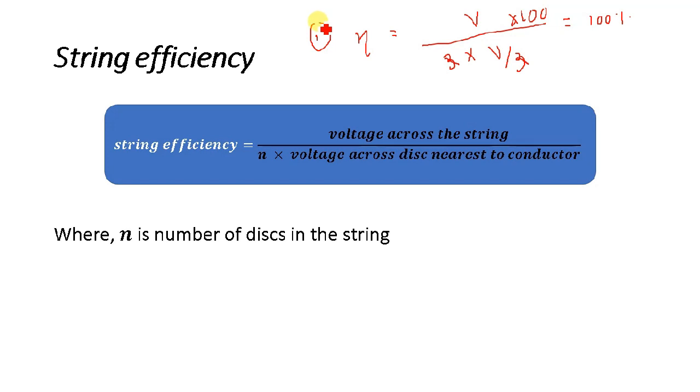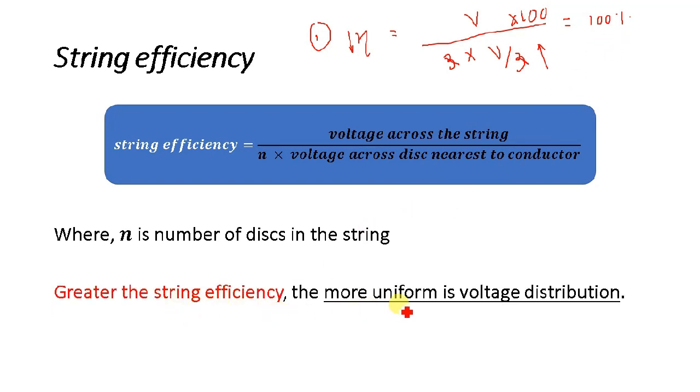So this is the ideal case, but in the practical case we always have to consider the effect of shunt capacitance. Due to the shunt capacitance, this value will be different, and this value is higher, so obviously your efficiency will be lower. So we have to make sure this value is close to V by 3 when the number of disks is 3. If the number of disks is 5, that should be V by 5. In such a way we have to make sure that our efficiency is close to 100%. The greater the string efficiency, the more uniform the voltage distribution in a suspension type insulator. So this is all about the string efficiency.